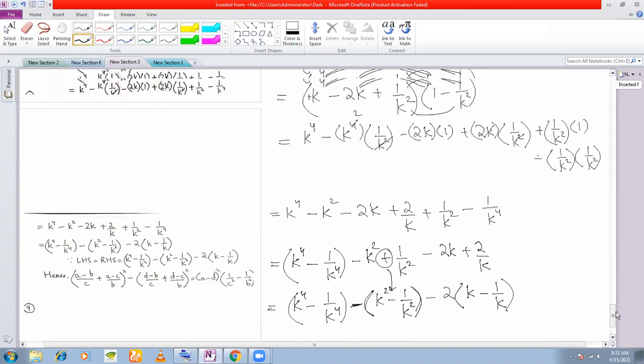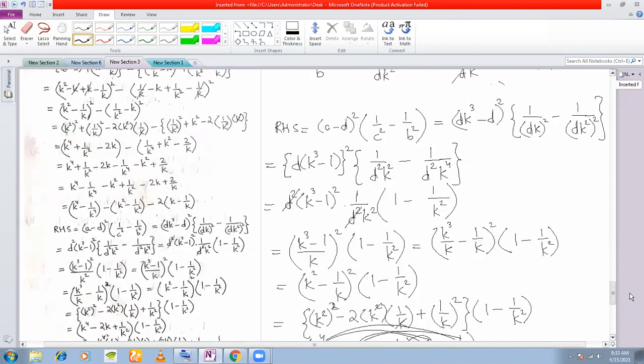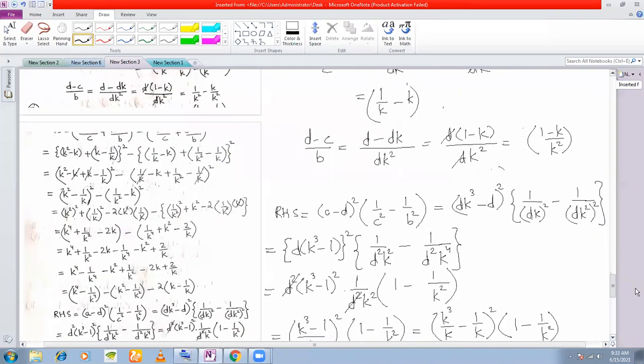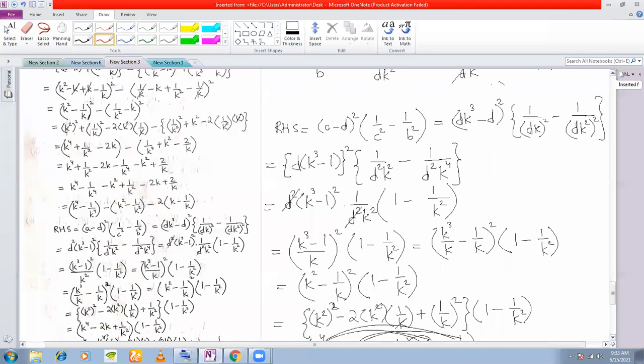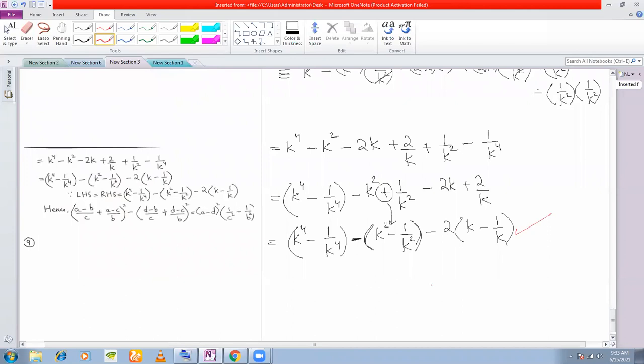Now, if you see what was our left hand side, we had shown our left hand side to be, where is it? Okay, got erased maybe. This was our left hand side. K to the power of 4 minus k square minus 1 by k square minus twice 1 by k. So left hand side also, if you see, you have got the same expression. So left hand side is equal to right hand side. Hence proved. That's it. Any question?